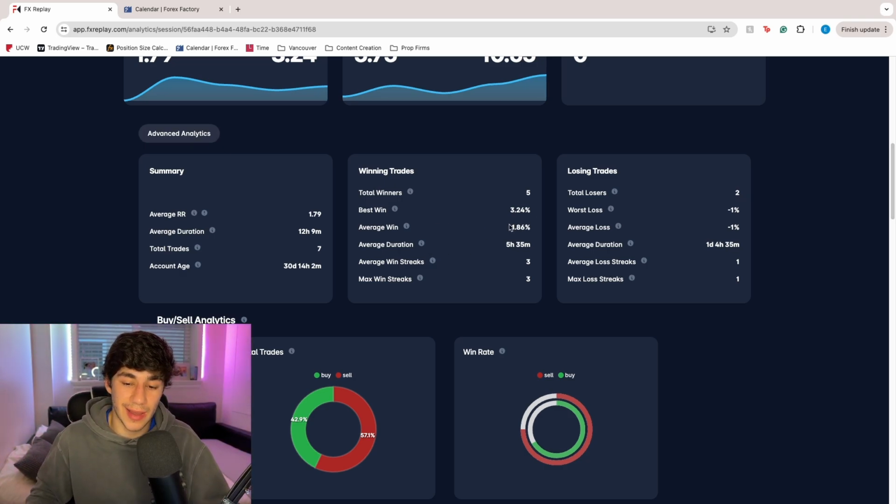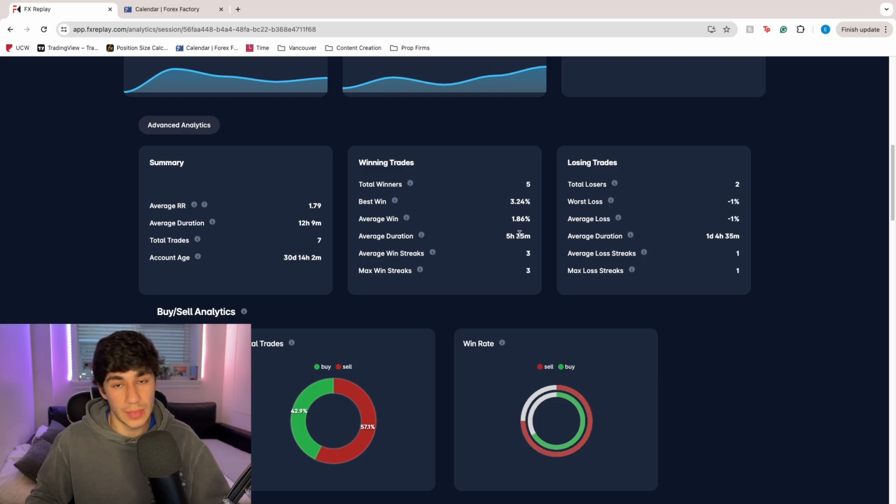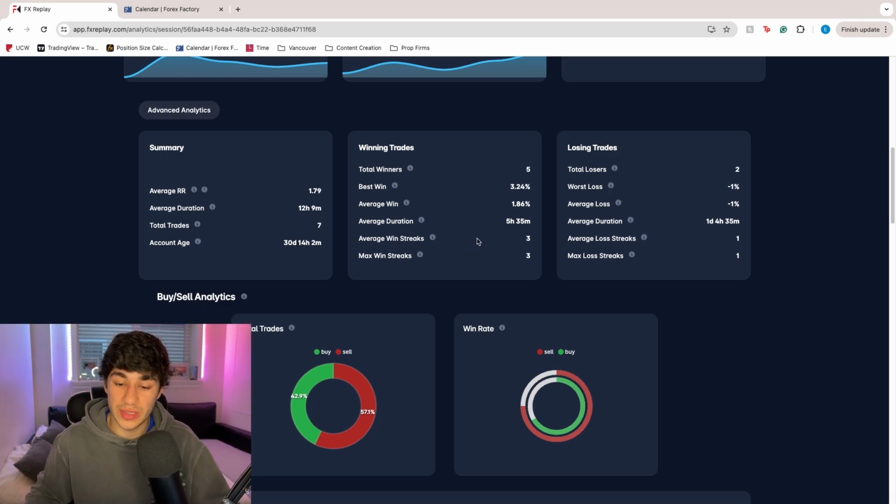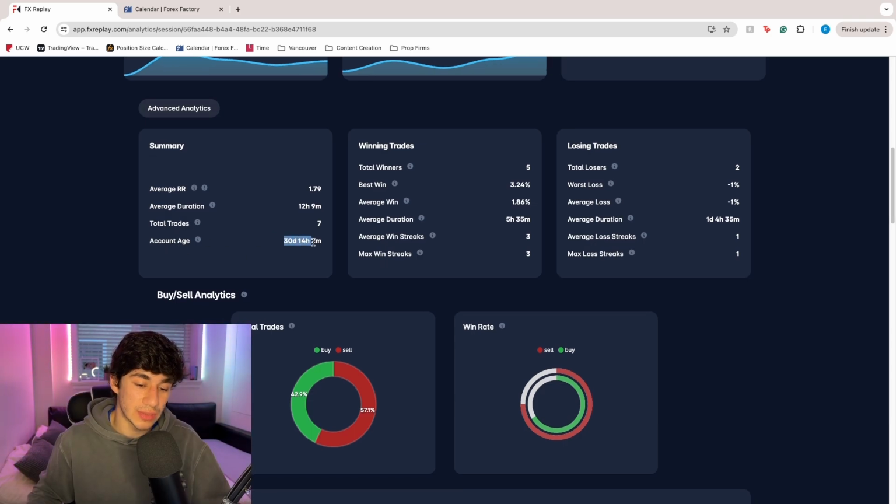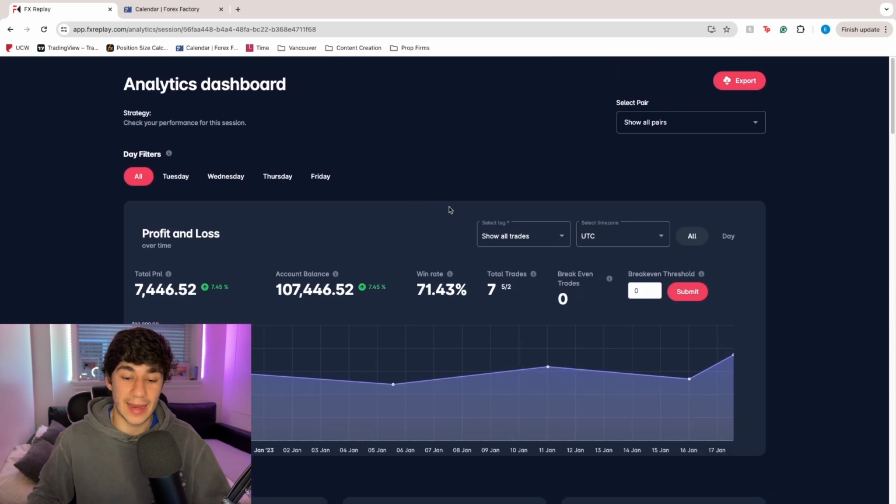So we can see here that having an average win of 1.86% is very nice. We had total winners of 5. We had total losers of 2. The average duration was 5 hours and 35 minutes. There were actually some trades that were kind of swing trades, and the average win streak was 3. And we can see that the account age was 30 days. The month I said, from December 18th to January 18th, simple as that. So I basically traded for a month. So it was a monthly analysis.